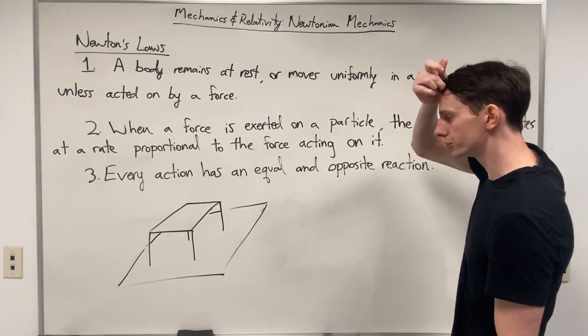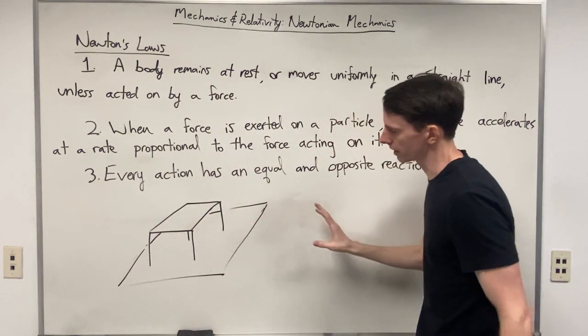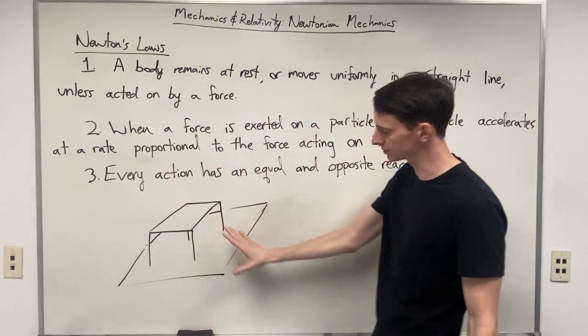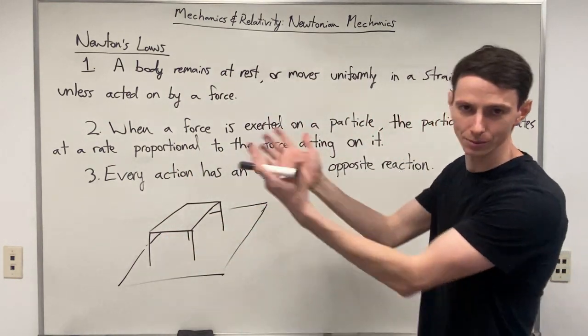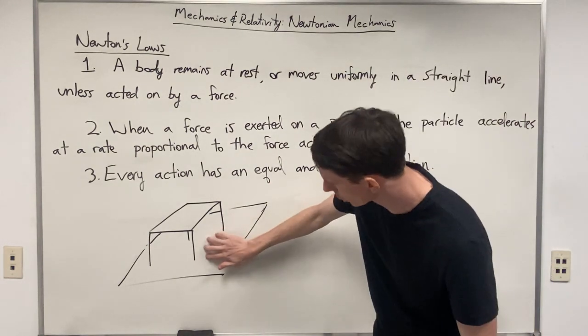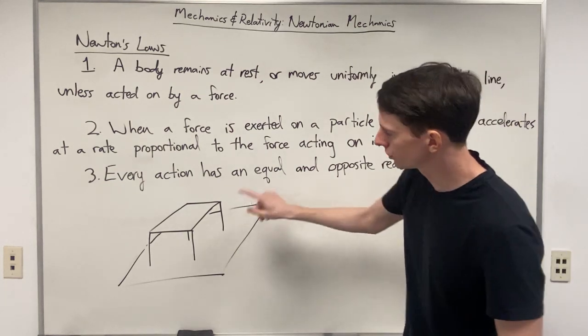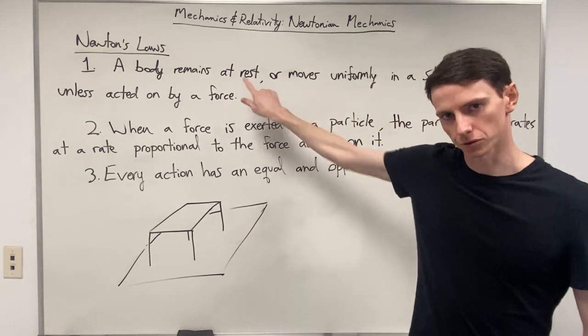Now, what I want to do is start by drawing some things that go into this picture. It seems like there's not a whole lot going on here. The table's just standing still, right? But I'm just going to draw some things that go into why this table is standing still. And in doing that, we're going to learn something about Newton's first law.